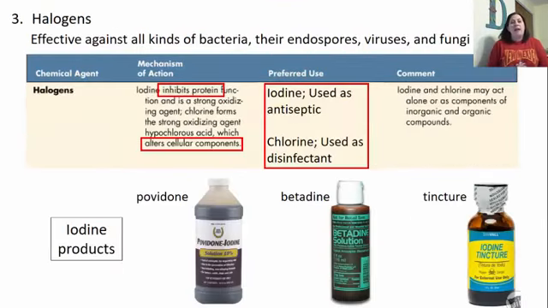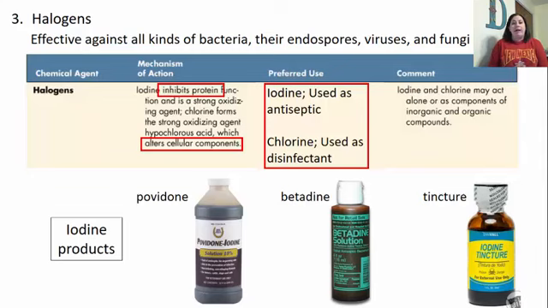The next group are the halogens. The halogens are effective against all kinds of bacteria. They also are effective against their endospores, viruses, and fungi. The main thing that these do is help inhibit protein function. There are two main forms here. The iodine is going to be used as an antiseptic, and the chlorine is going to be used as a disinfectant. So recall earlier in this lecture, an antiseptic means it's going to be used on living tissue, and a disinfectant is going to be used on inanimate objects.